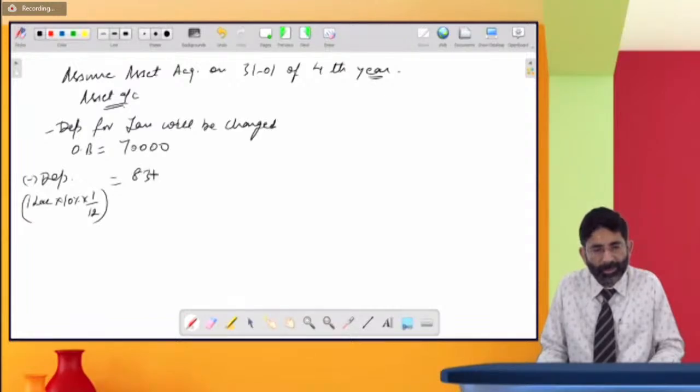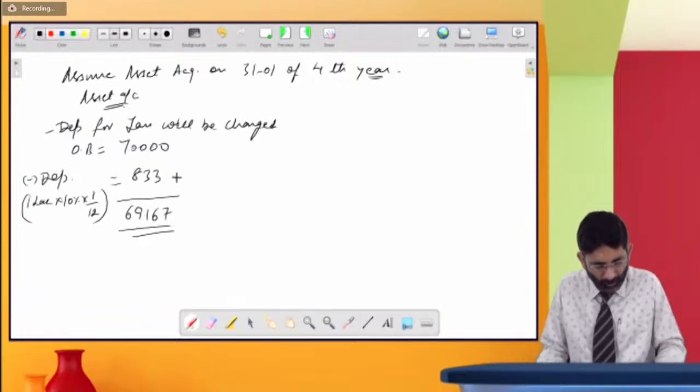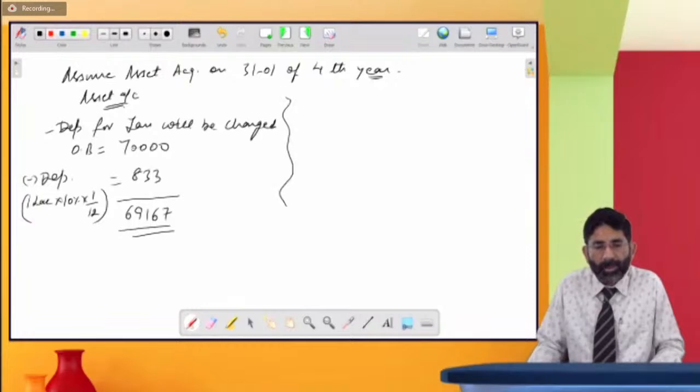Eight three three. Yes, 833. So the value of asset will remain 69,167. Check whether my calculation is correct. Simultaneously, interest will also be charged.